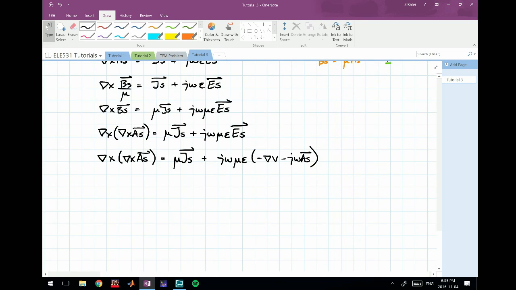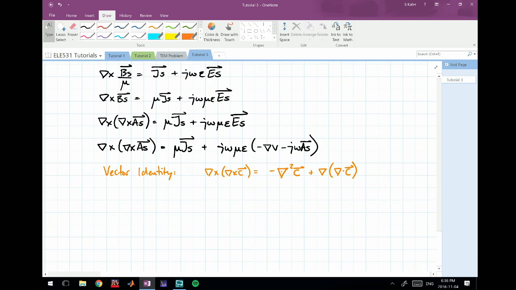There's also an identity. I know a lot of identities. The vector identity: the curl of the curl of C equals minus the Laplacian, he puts the dot in the middle to signify that it's a vector, plus the gradient of the divergence of C. This is a vector identity you would have learned in math 312, not that anybody remembers.